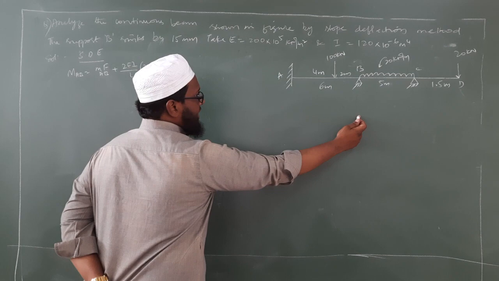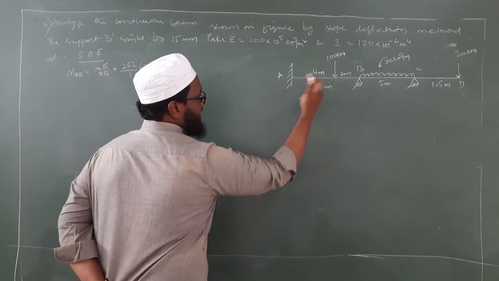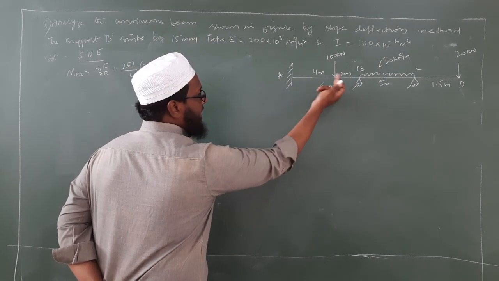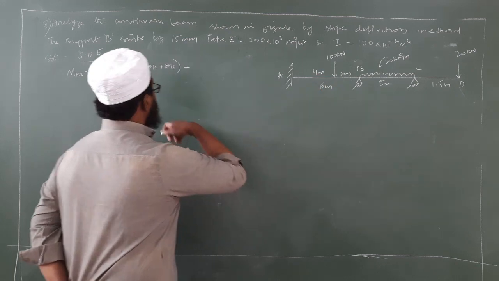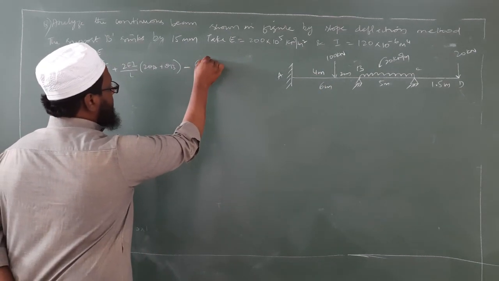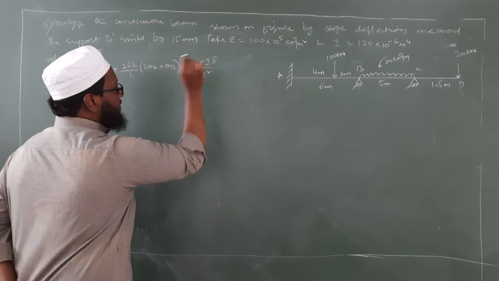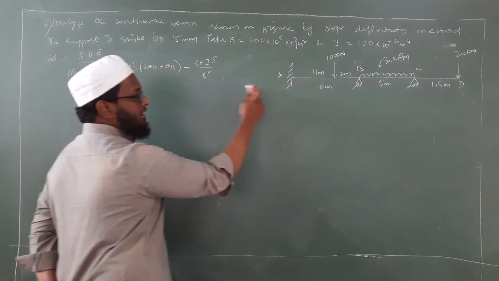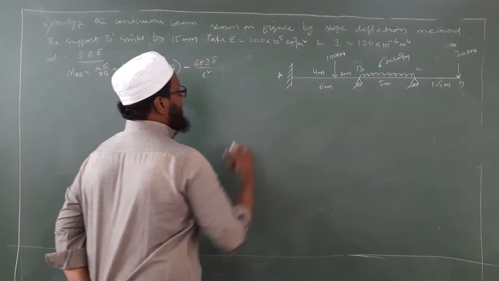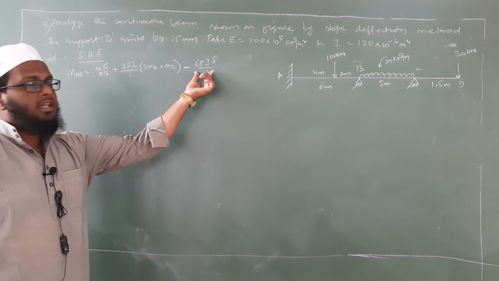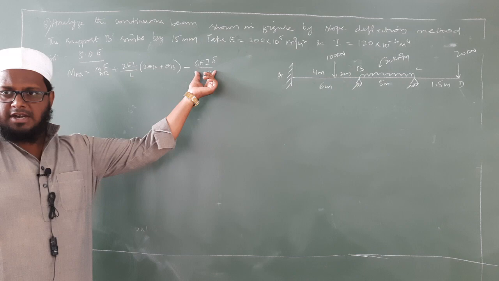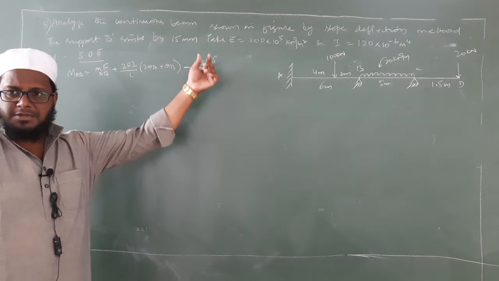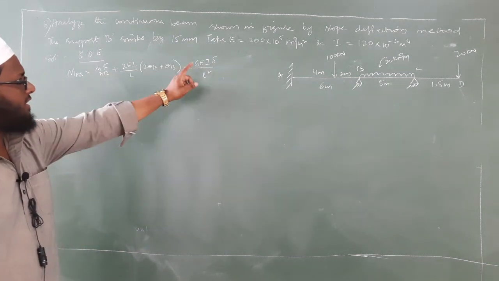Support B is sinking down, so this beam will create anti-clockwise moments, isn't it? So minus 6EI delta by L square. What is this L here? Span of AB. Okay. So I will try to calculate this value first, that is 6EI delta by L square. Then we'll substitute directly in the formula.